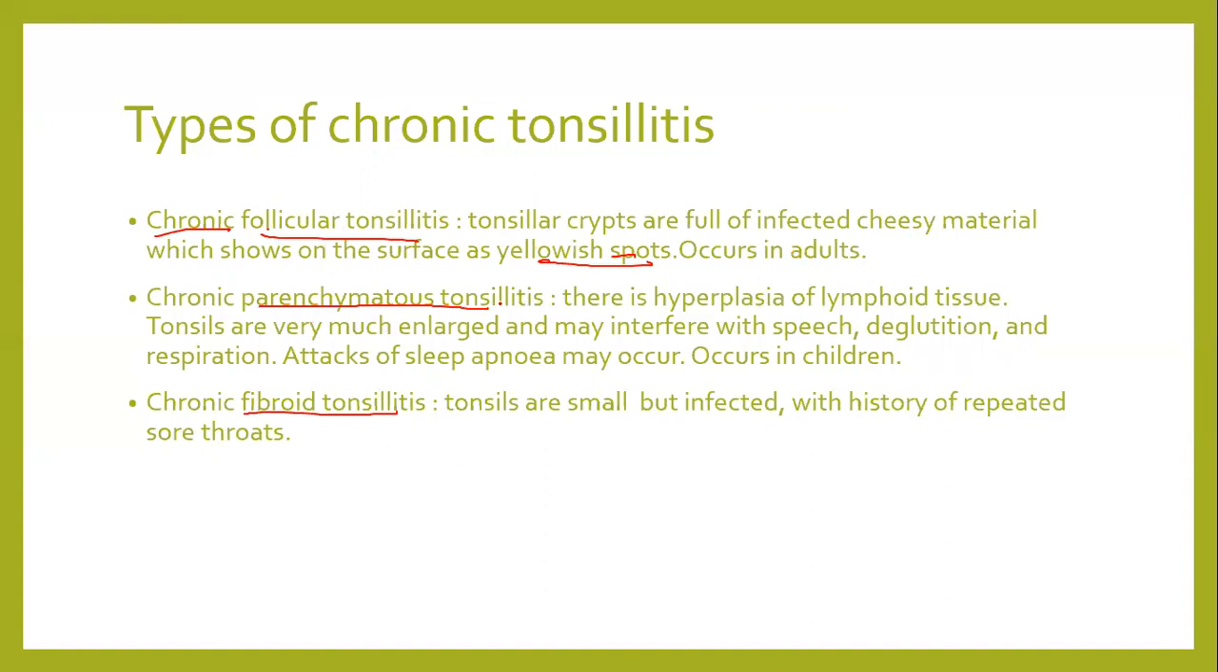Chronic parenchymatous tonsillitis means there is hyperplasia of lymphoid tissue. Lymphoid tissue will be multiplied in number. Tonsils are very much enlarged and may interfere with speech, deglutition, and respiration. It will interfere with speech, and deglutition, meaning swallowing of food items, and respiration. Attacks of sleep apnea may occur, and it is a characteristic feature in children.